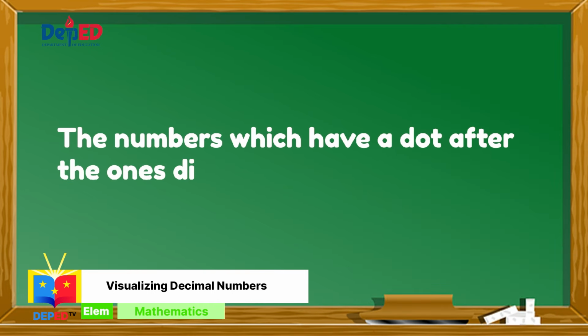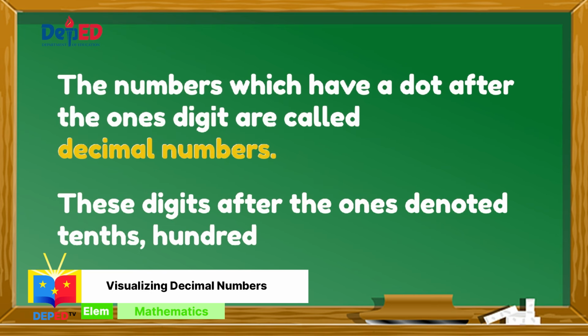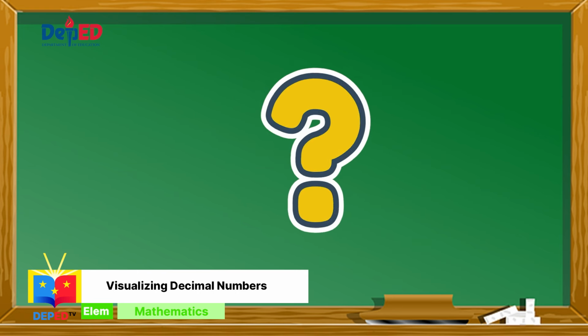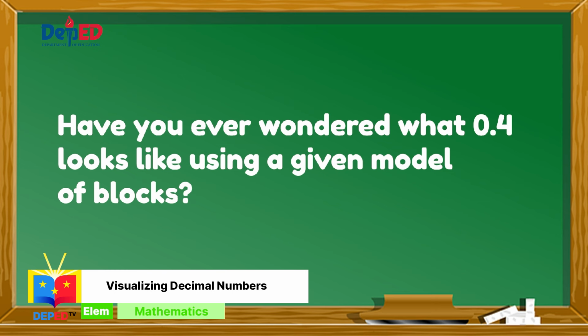The numbers which have a dot after the ones digit are called decimal numbers. These digits after the ones denote tenths, hundredths, and so on. Let us go back to our first question a while ago. Have you ever wondered what 4 tenths look like using a given model of blocks?